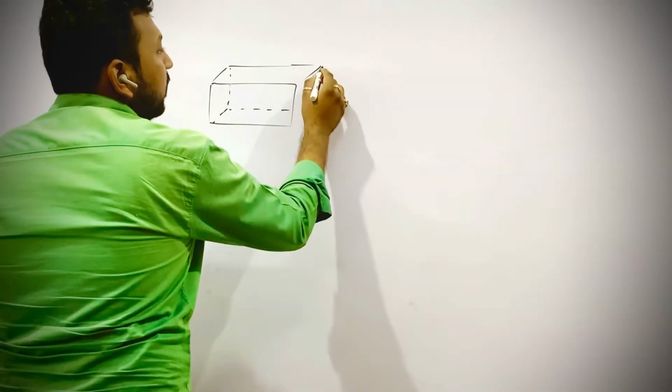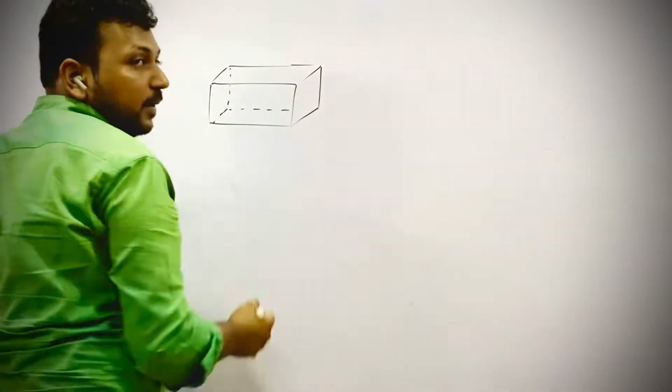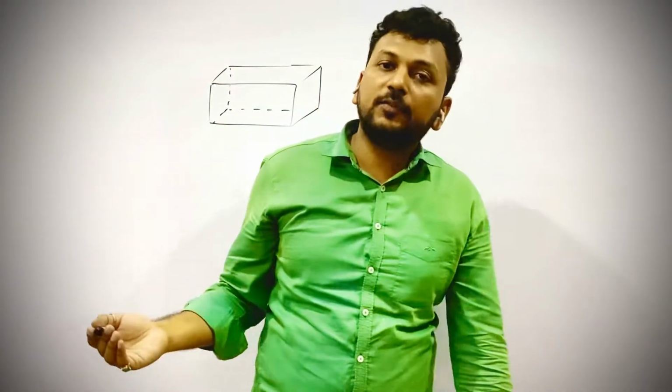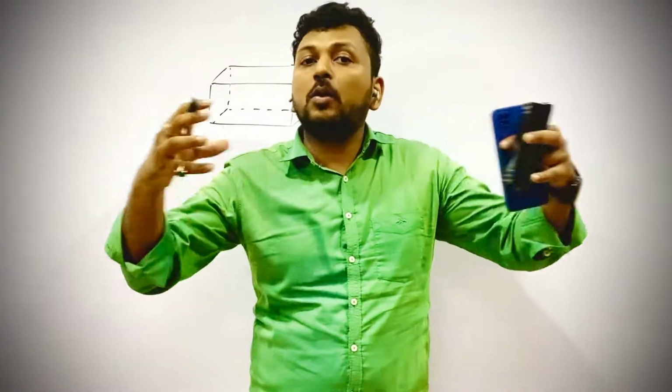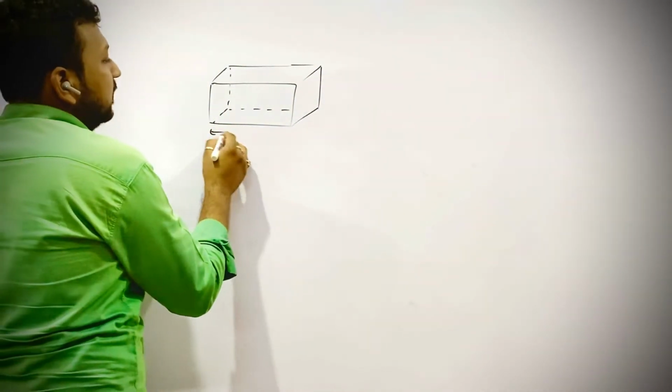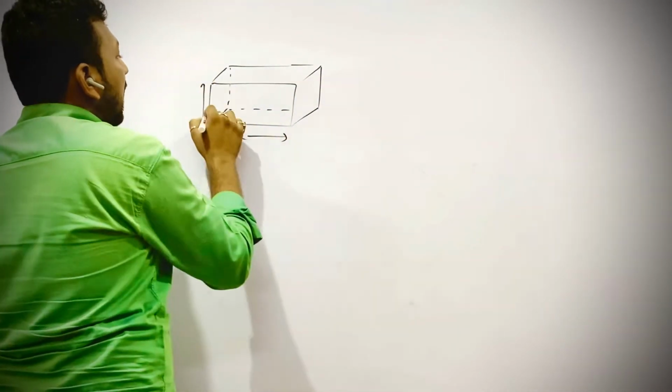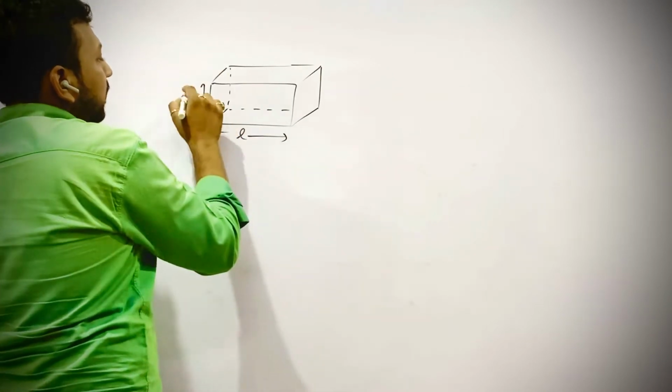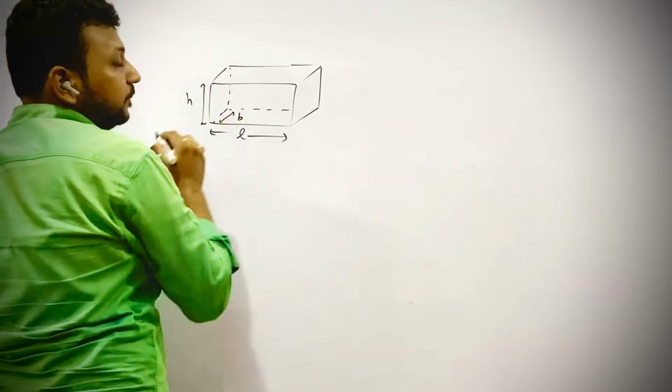So suppose there is a cuboid. In the cuboid also there are 6 faces, right? A cuboid is like a long room. You have a long room, so there are 6 faces. So let us see, this is length, this is height, right? And this is the breadth.